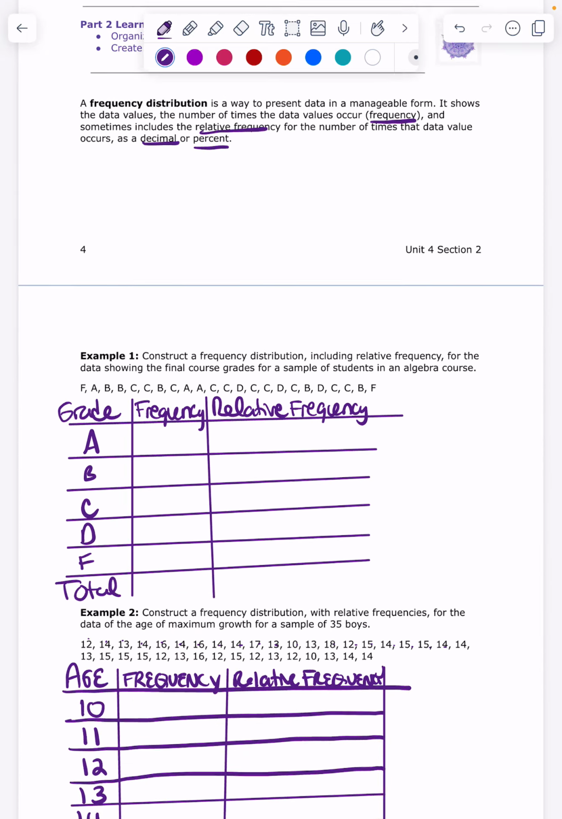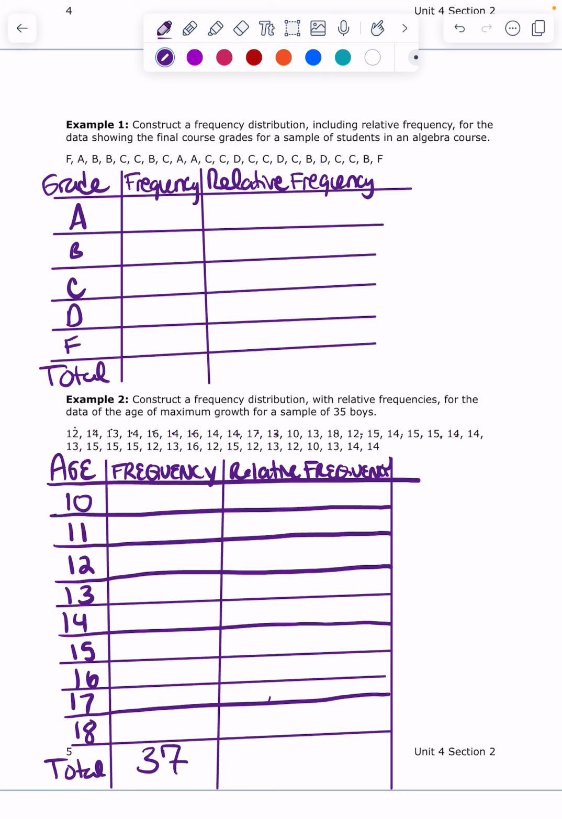So let's take a look at example 1. I've already drawn the frequency table. These are letter grades for a sample of students in an algebra course. You need one column for the grade, and there are 5 different grades: A, B, C, D, and F. And then I have an extra row for the total. The next column is frequency, so we're going to count how many A's there are, how many B's there are, etc. And then relative frequency, I will get to once we have this all filled in.